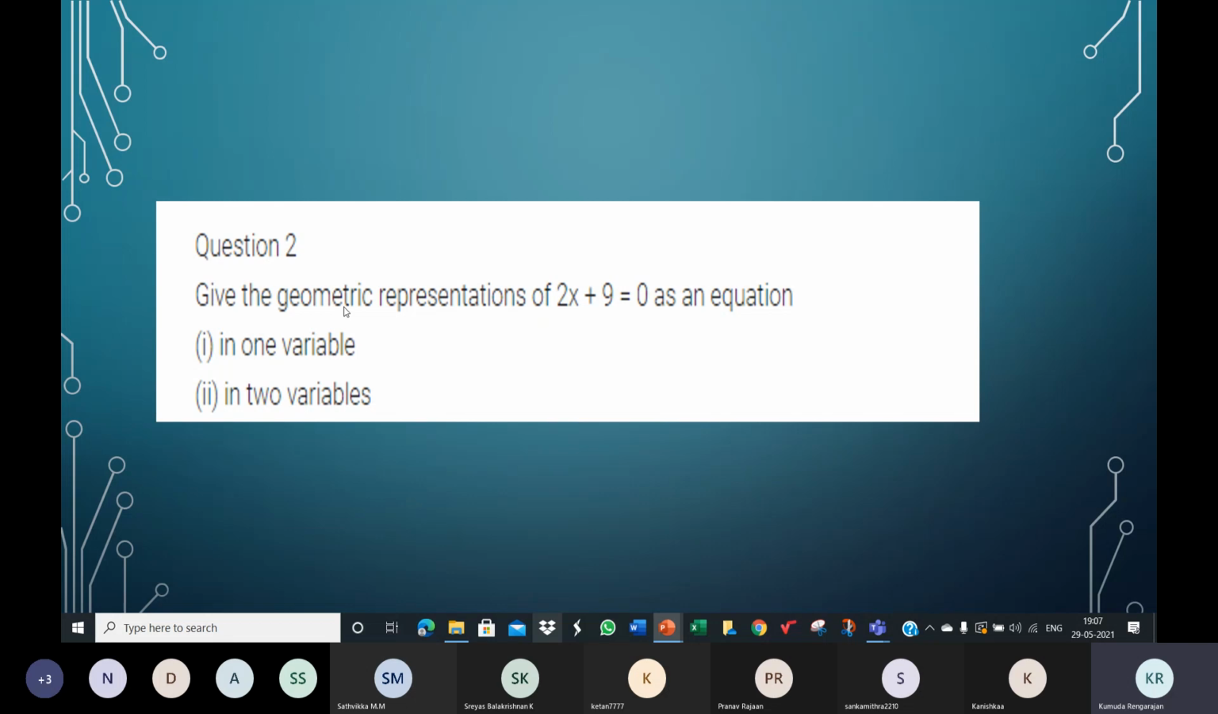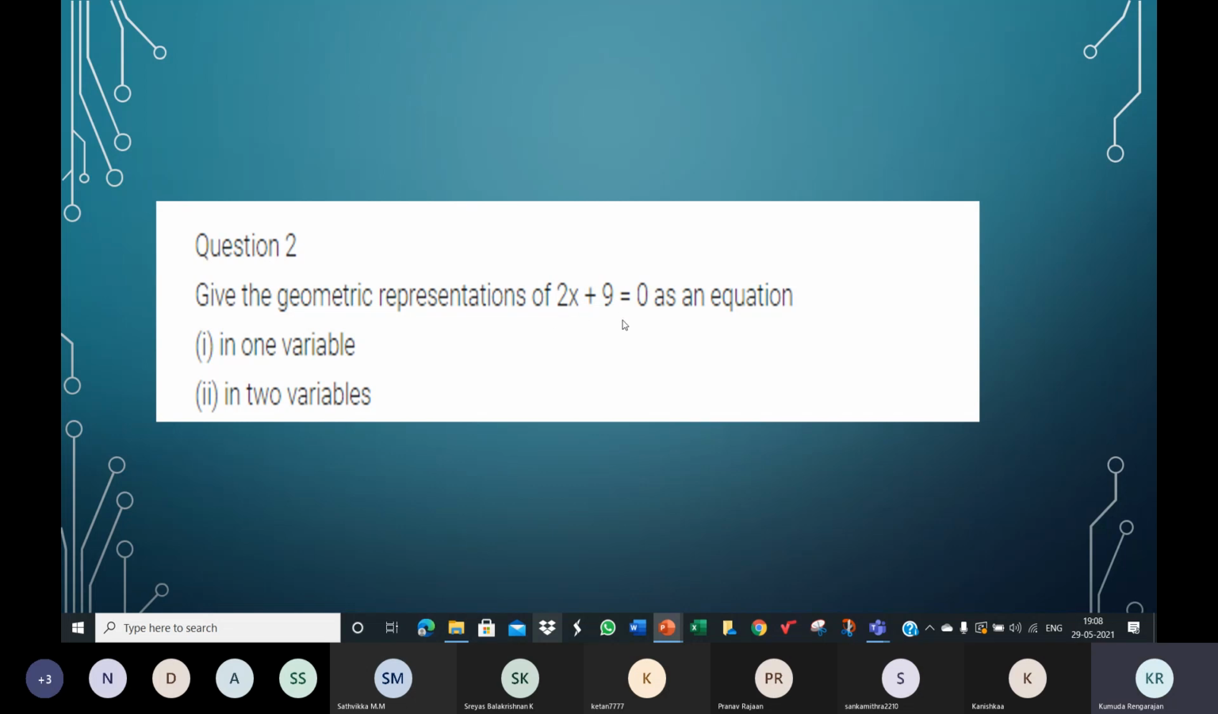Look at this question because we have, I think, less than 10 minutes. We'll take up this one. Give the geometric representations of 2x plus 9 is equal to 0 as an equation in one variable and in two variables.